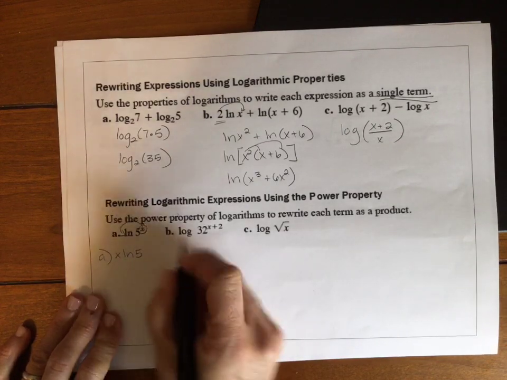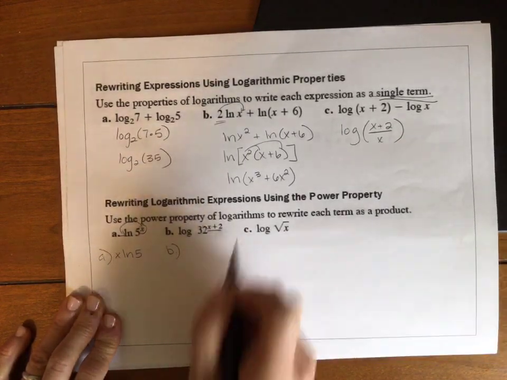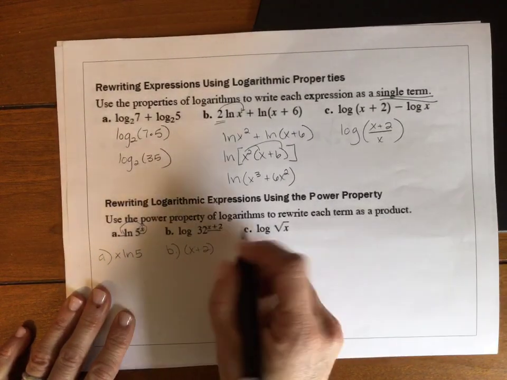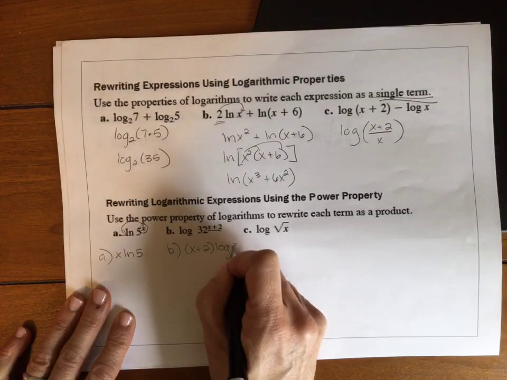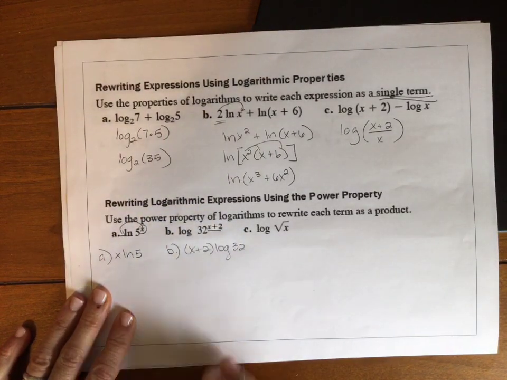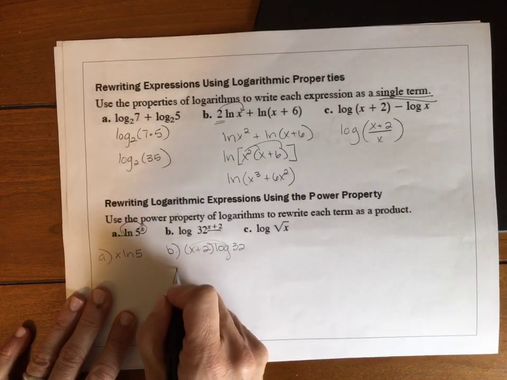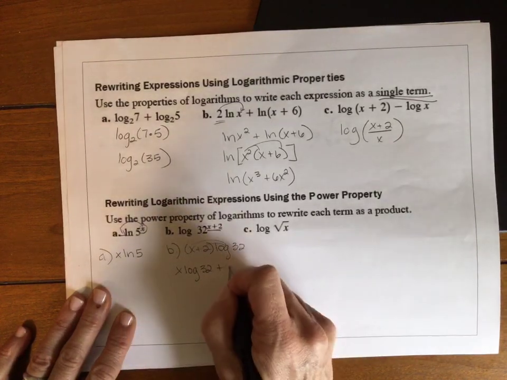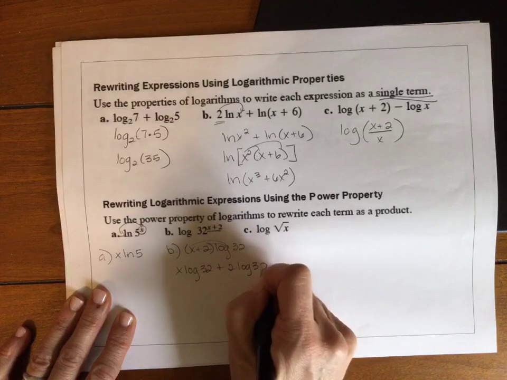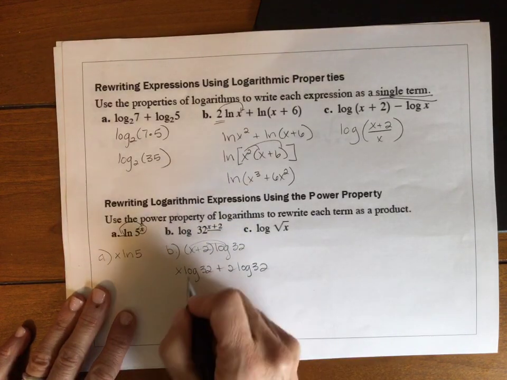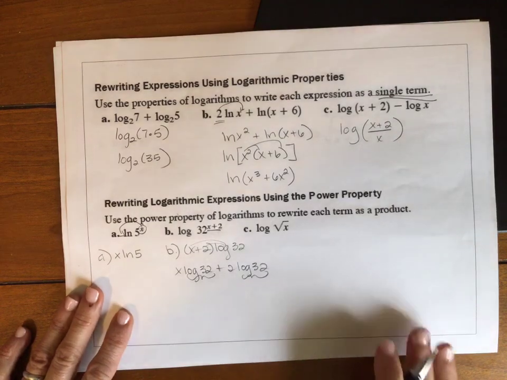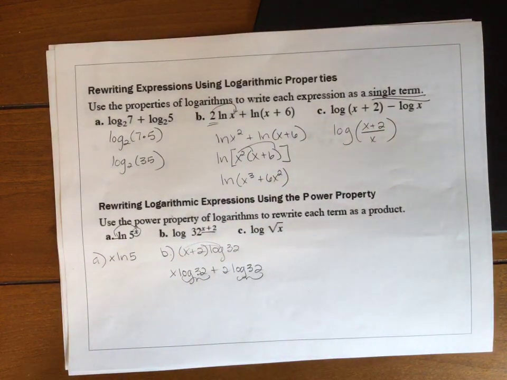So that's A. For B, my exponent is all of this. So we could write this as x plus 2 times log of 32. This can be distributed, so we could really write this as x log 32 plus 2 log 32. Knowing that log 32 is just a number, it's probably an ugly number with lots of decimals, but it's just a number. All right, and C is a little trickier.